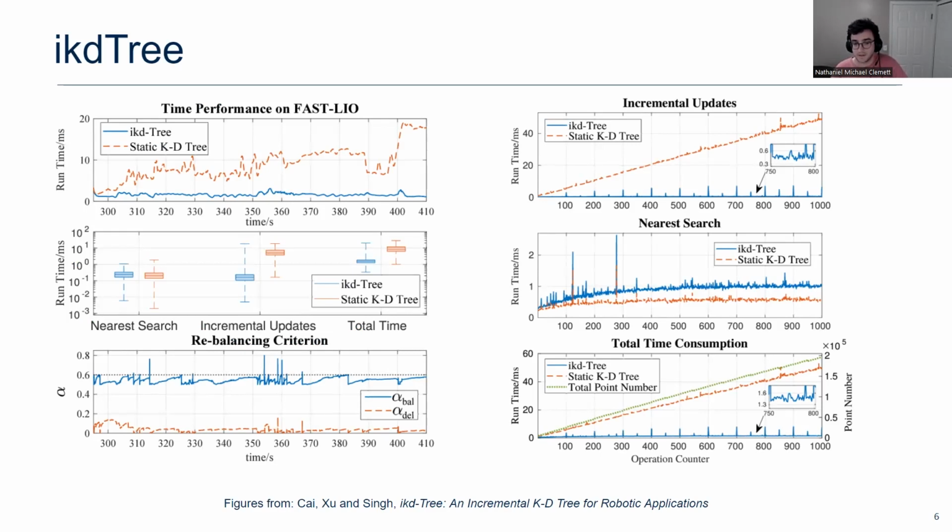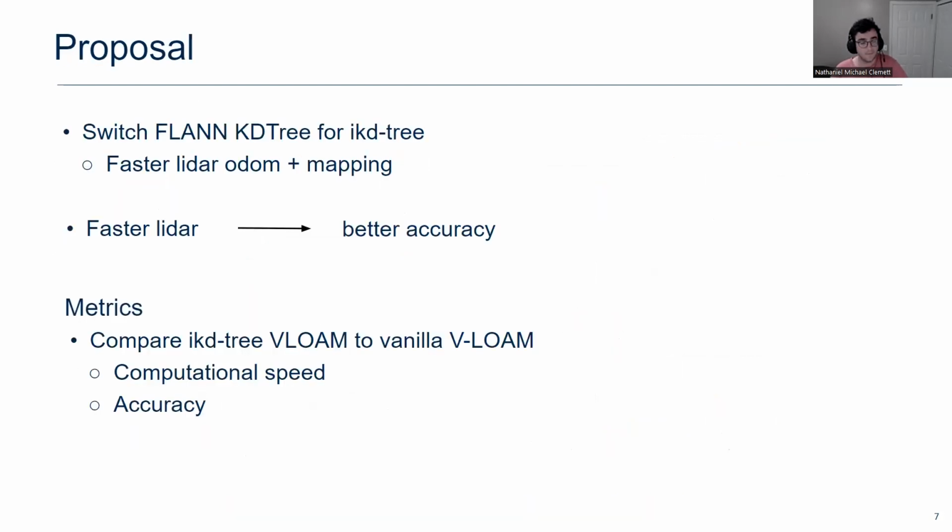Here are some comparisons between the static KD-Tree and the ikd-Tree. In order for a fair comparison, downsampling wasn't used. And if you look at the figures on the right, you can see that even though the ikd-Tree has a slightly slower nearest neighbor search, allowing for incremental updates decreases overall time significantly.